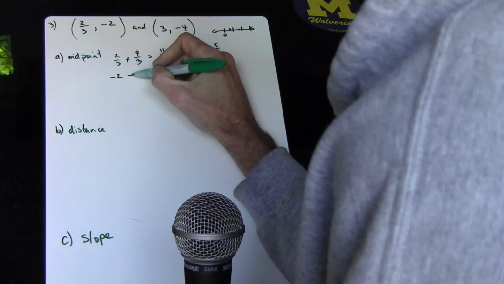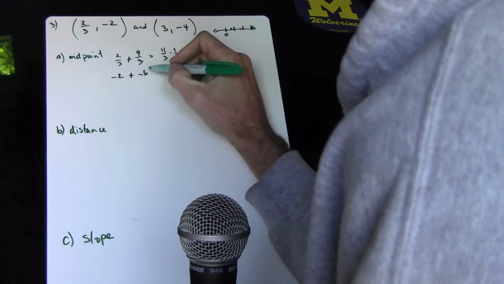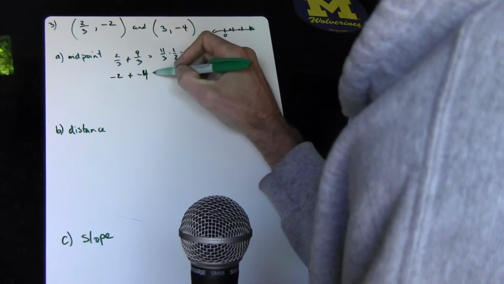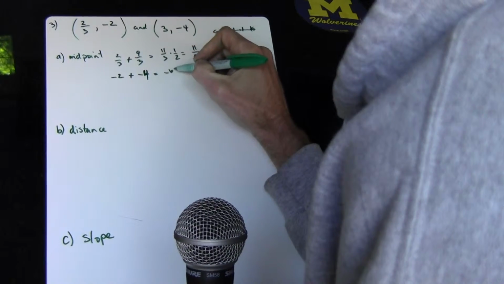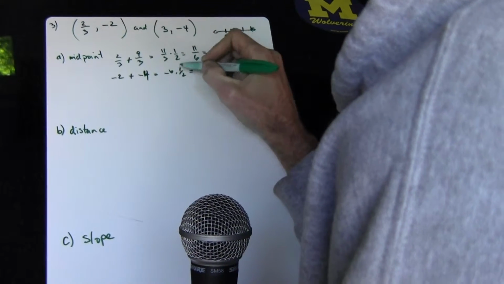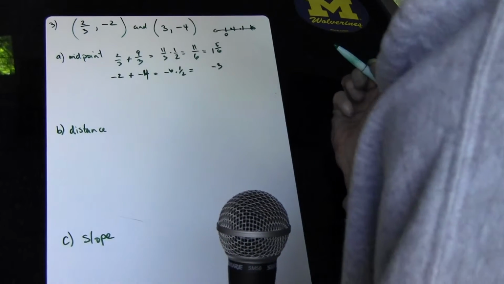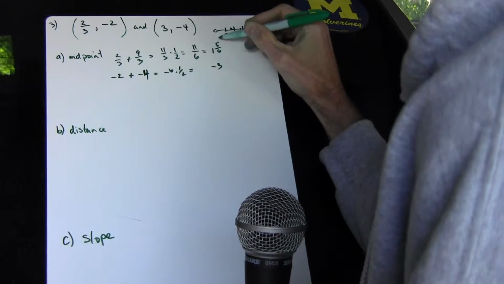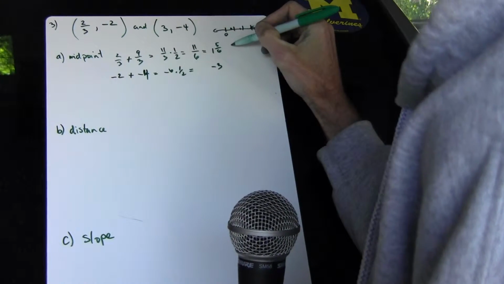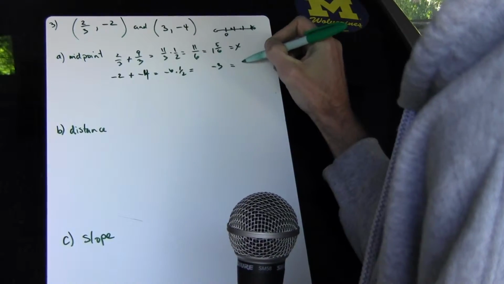-4 and -2, and don't get thrown off by the negatives, just stick with it. Add the 2 together. That equals -6 times 1/2, so it's going to be -3. So then there's your midpoint: x equals 11/6 and y equals -3.